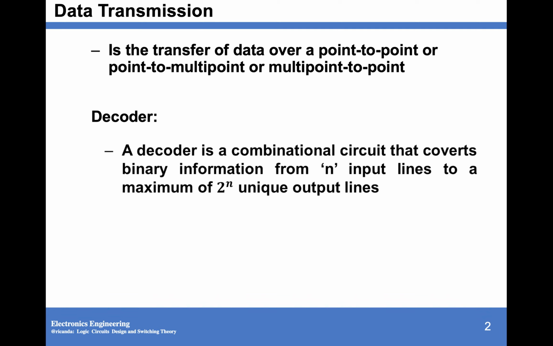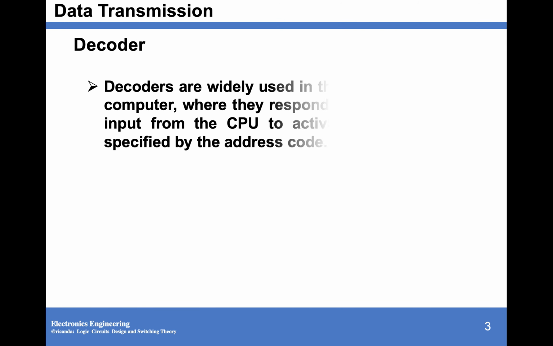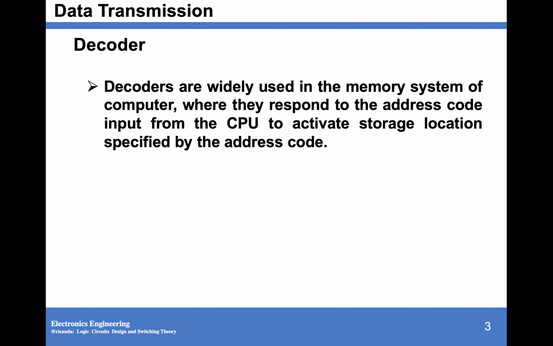Or a decoder is a combinational circuit that converts binary information from n input lines to a maximum of 2 to the n unique output lines. So it is widely used in the computer system.